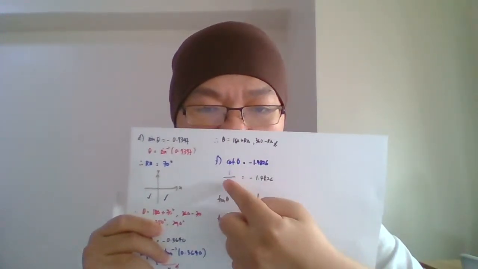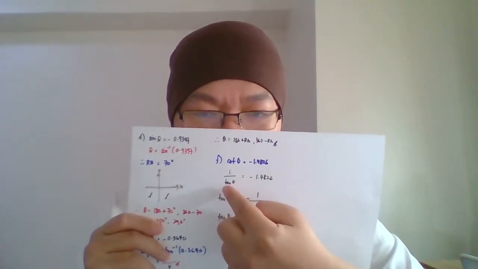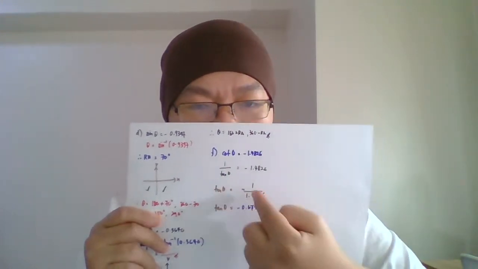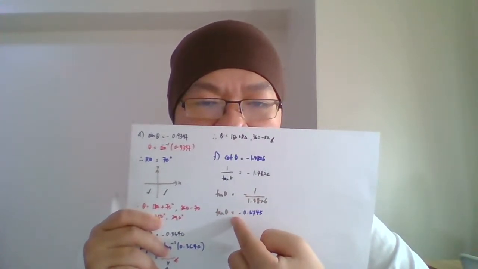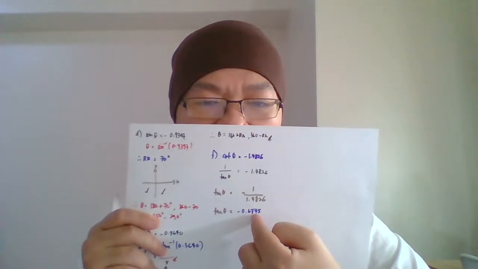So cot is actually 1 over tangent. So we must let our tangent theta become the subject. This is how we simplify it, and we find the answer. Tangent theta equals this value here, negative something.